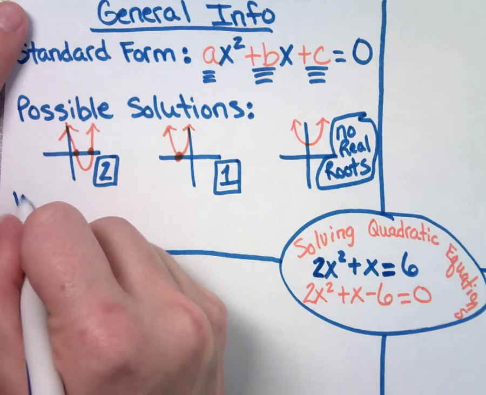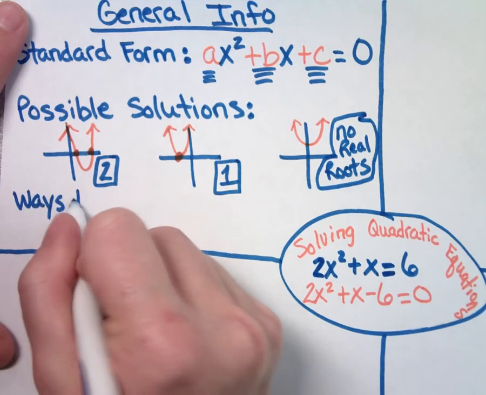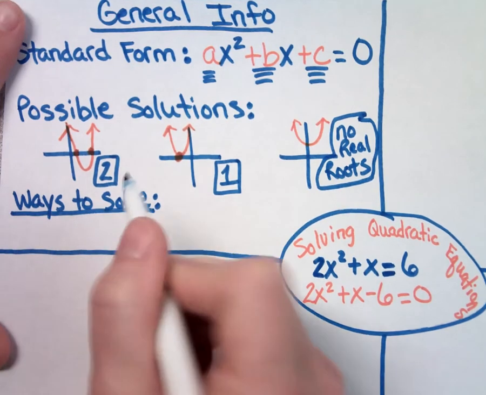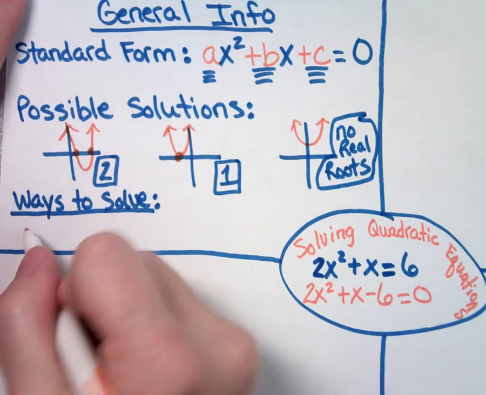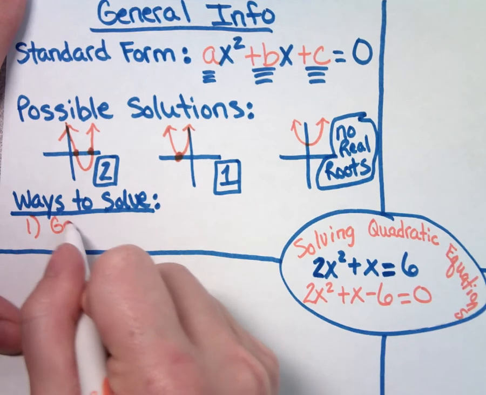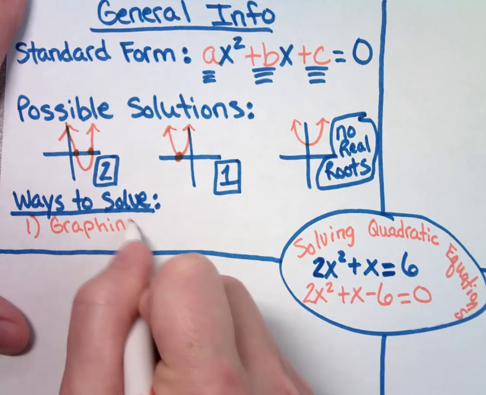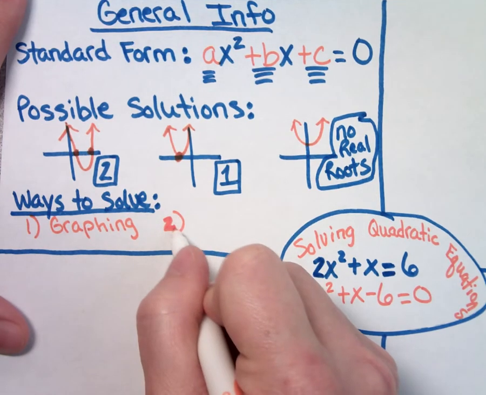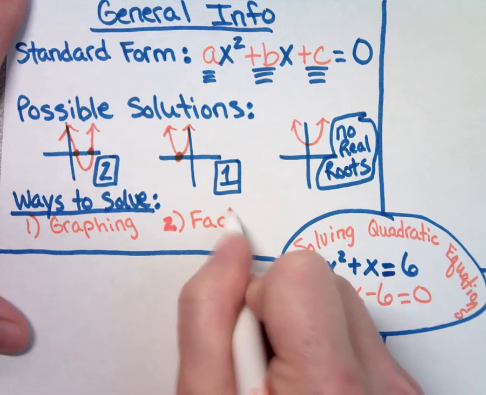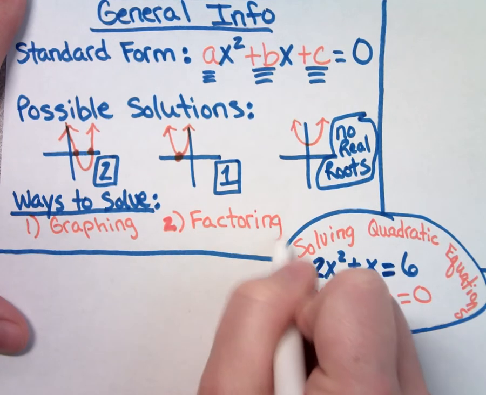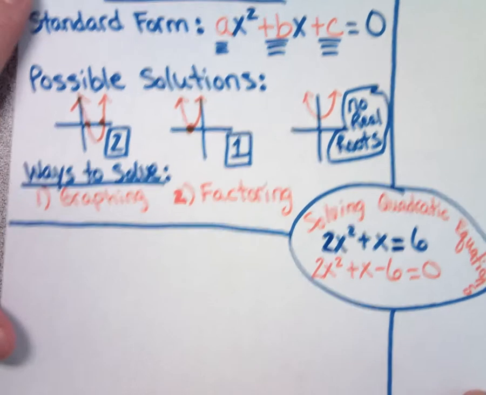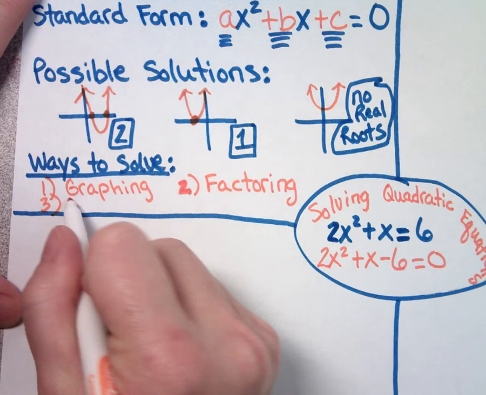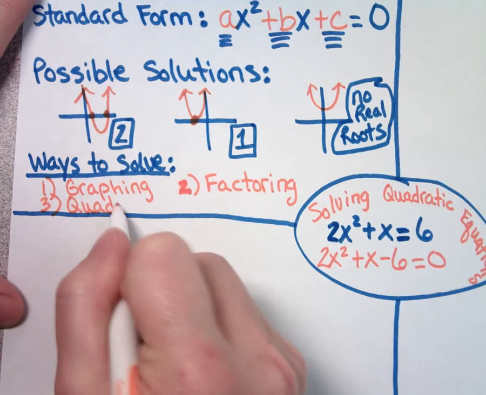Okay, and then we have three ways to solve. I've already mentioned them. Remember what I said? There's graphing, there's factoring, and the third way is what we learned yesterday, the quadratic formula.